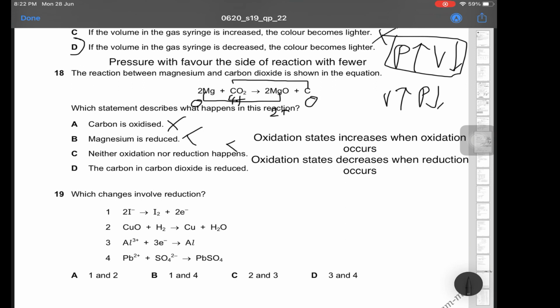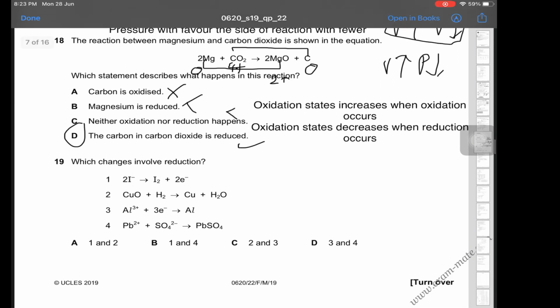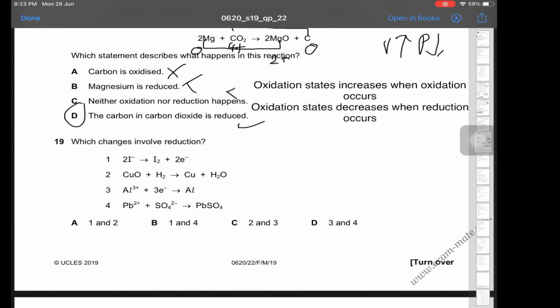Now, leave with D. The carbon in carbon dioxide is reduced. It's correct because at the reactant side it is 4 plus, then we go to the product side it is 0. And this means that the oxidation state decreases, which means that reduction has occurred. So D is correct. So 18 is D.